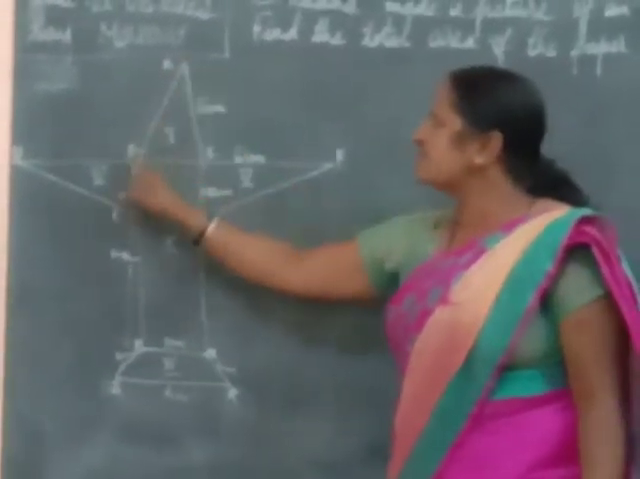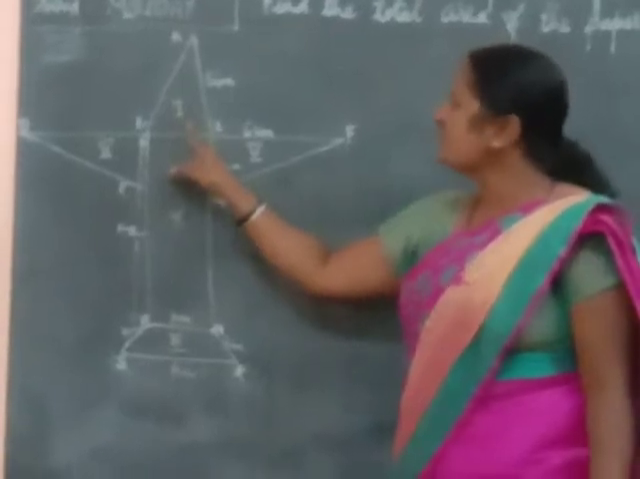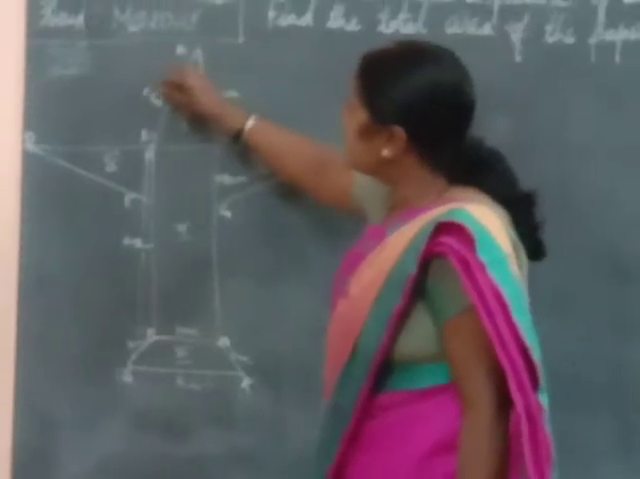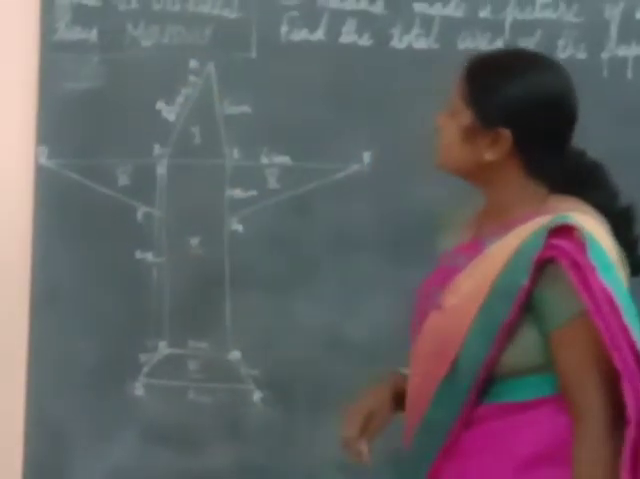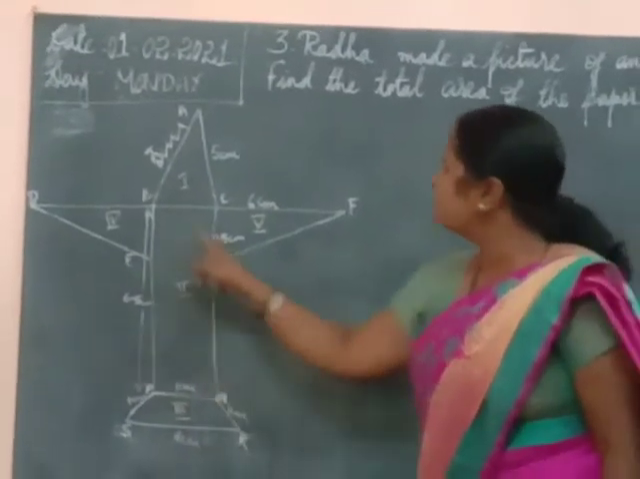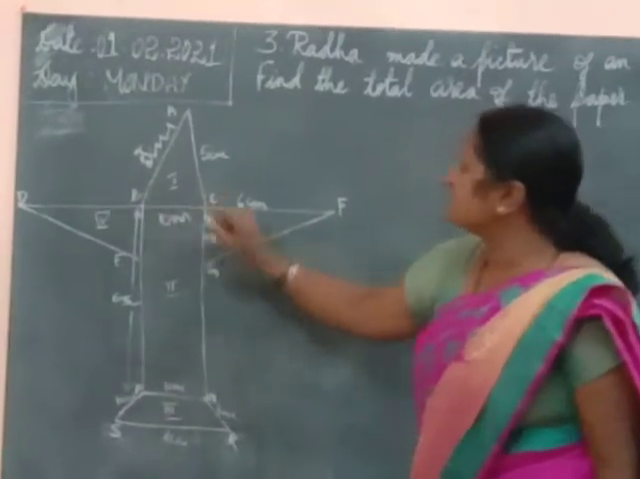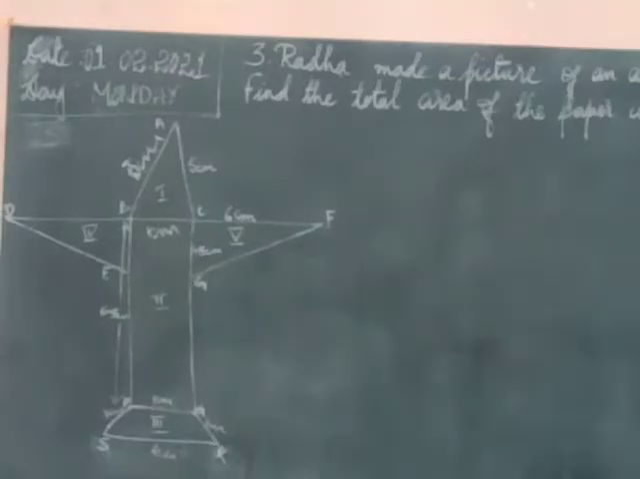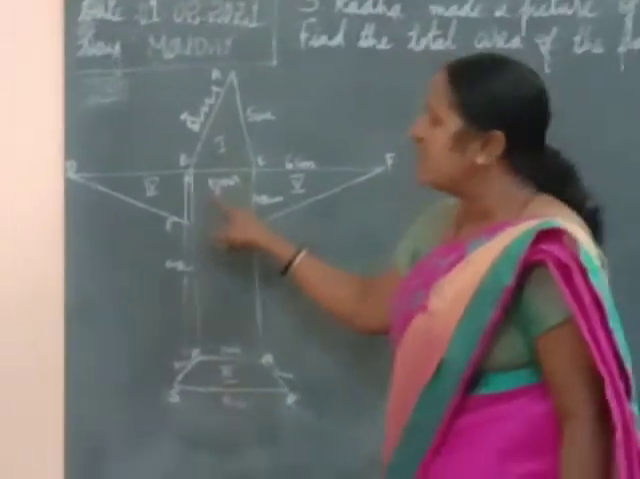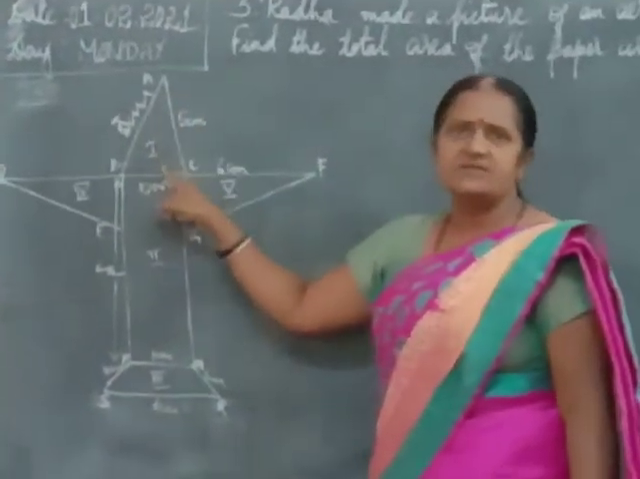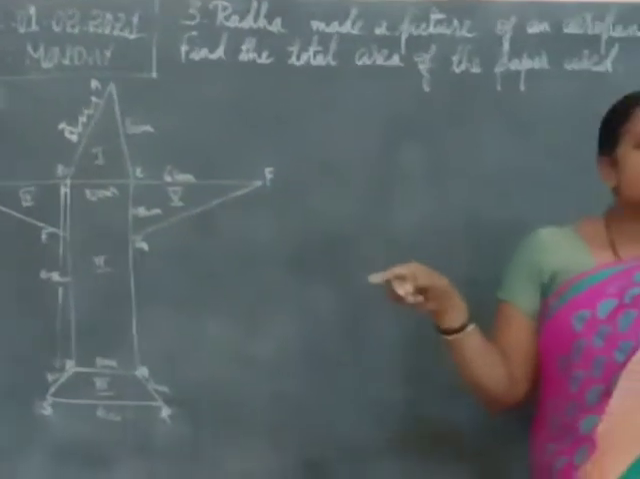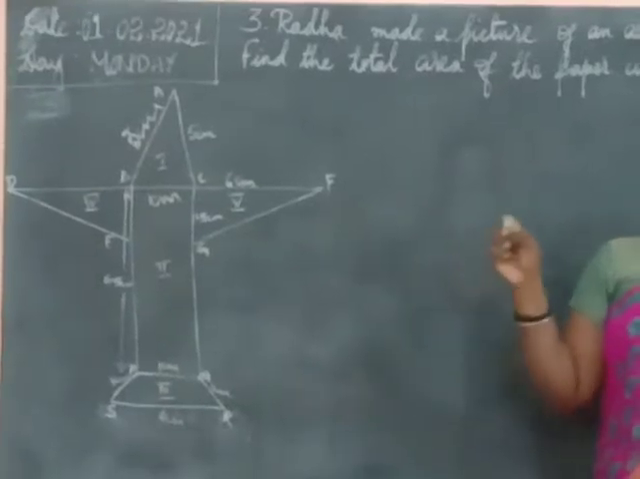First part here, ABC is a triangle. Since AB is equal to AC, therefore this is 5 centimeter. AB equal to AC, and that is 5 centimeter. And you can observe here PQ is 1 centimeter, so therefore BC is also 1 centimeter. Since we have 5 centimeter, 5 centimeter and 1 centimeter, and we do not have height here, we can go for Heron's formula.